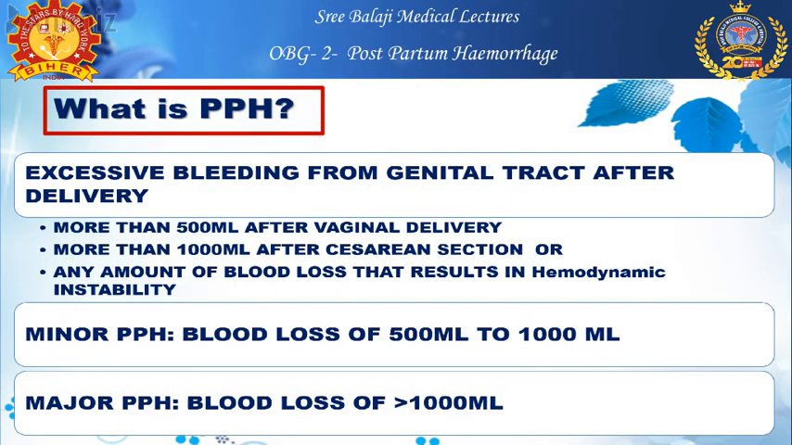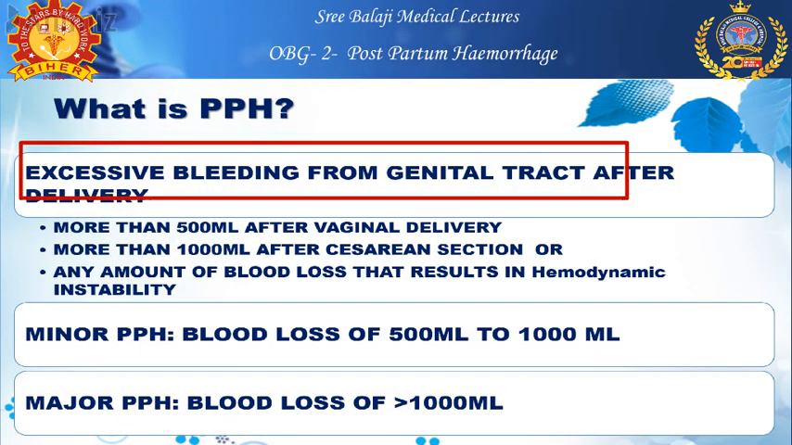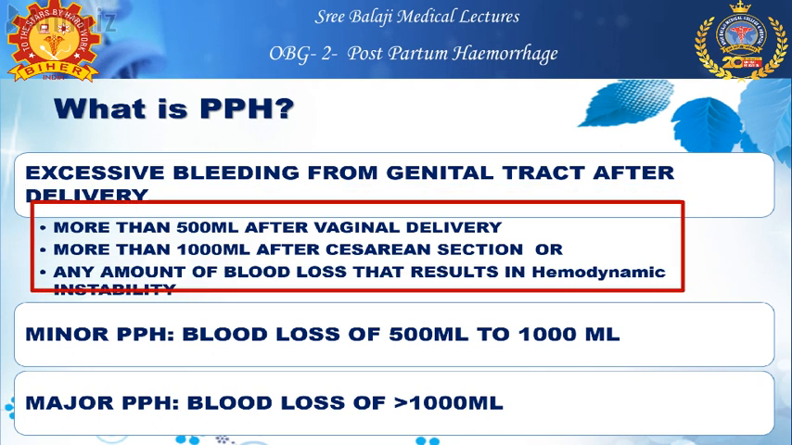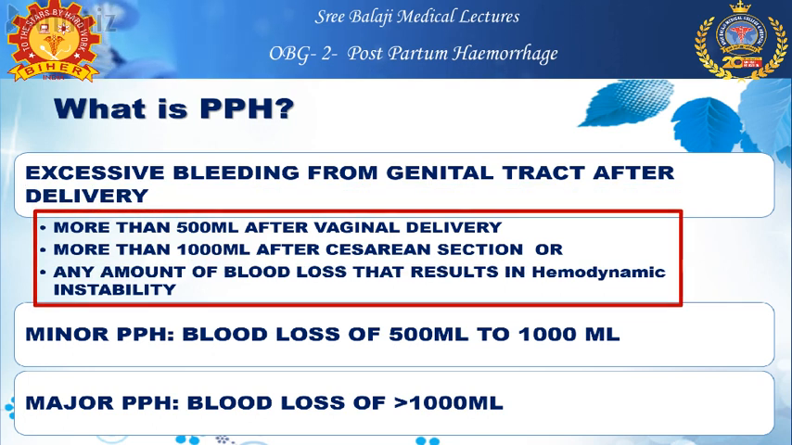What is postpartum hemorrhage? Postpartum hemorrhage is excessive bleeding from the genital tract after delivery. What is excessive bleeding? It is more than 500 ml after vaginal delivery, more than 1000 ml after cesarean section, or any amount of blood loss that results in hemodynamic instability.